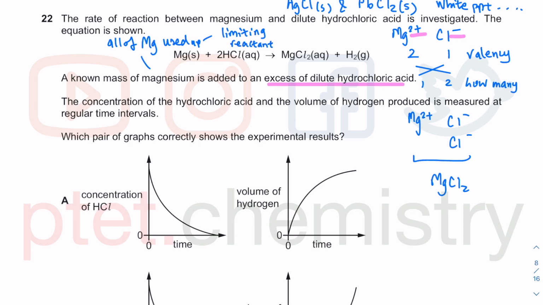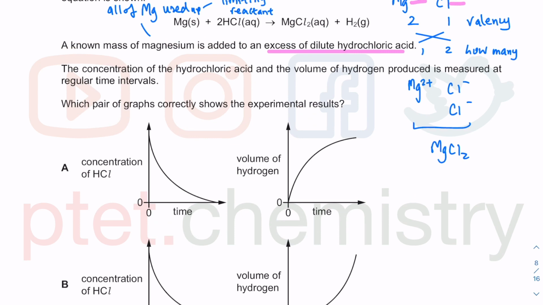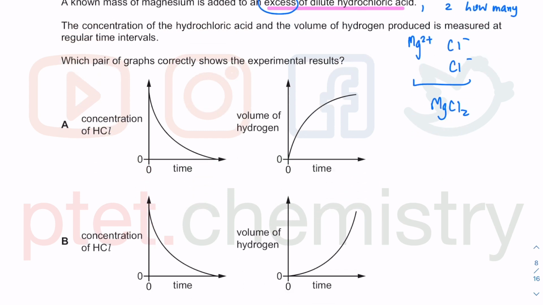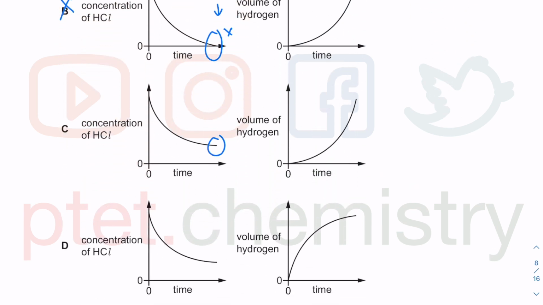So the concentration of HCl and the volume of hydrogen produced is measured at regular time intervals. In terms of the concentration of HCl, because there's excess of it, you are not going to use up all of it, because in the question it said excess HCl. So why would you be using up all of it at the end of the reaction? So A and B cannot be the answer. Here we can see that HCl is in excess, so that means it is not used up. Sometimes you do need to keep an eye out for this kind of thing in the question.